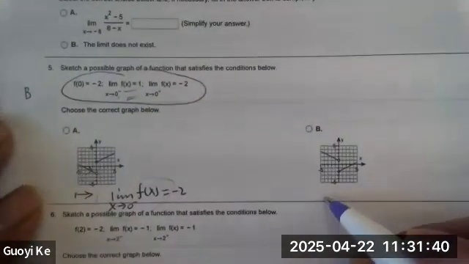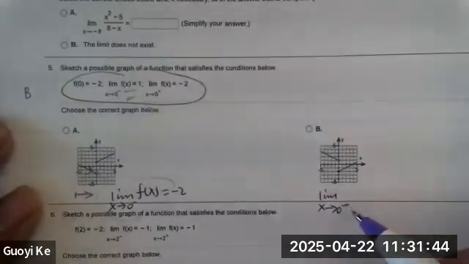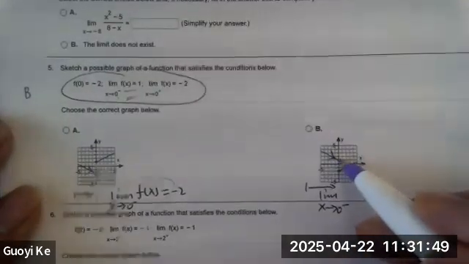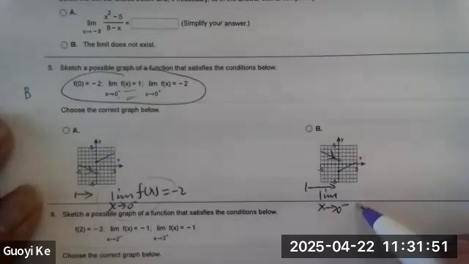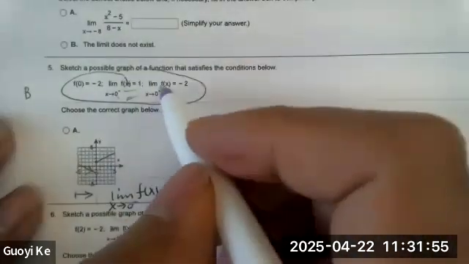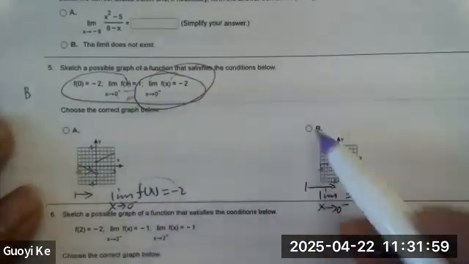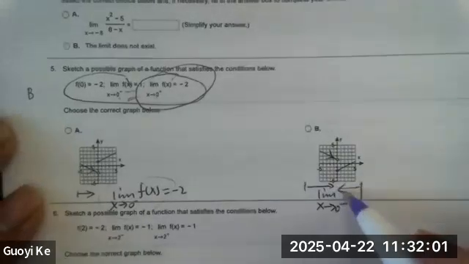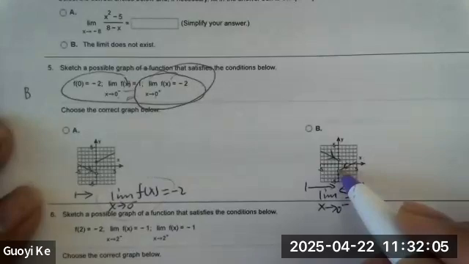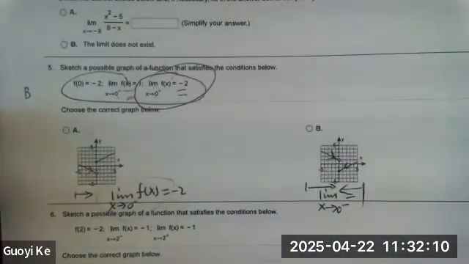And for this graph, when x approaches 0 from the left-hand side, the curve approaches this point. This point has a y value of 1. So this one is satisfied. You can also check this condition: x approaches 0 from the right-hand side, and the curve approaches this point. This point has a y value of -2, right? So this one is satisfied.